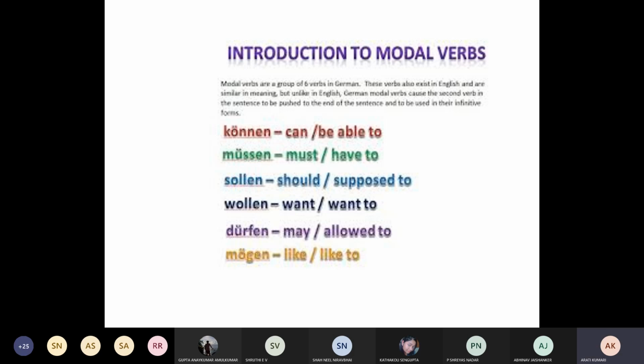Now you have all the modal verbs here. We can repeat it one more time, only the German modal verbs, not the English. Können, müssen, sollen, wollen, dürfen, mögen, möchten.